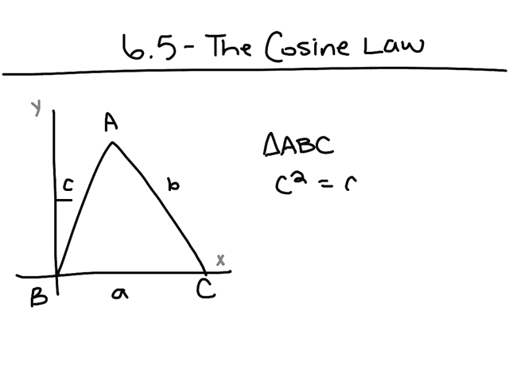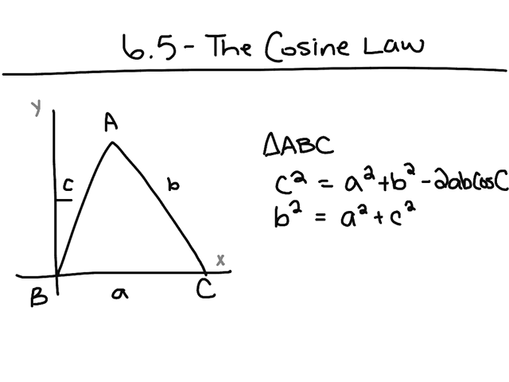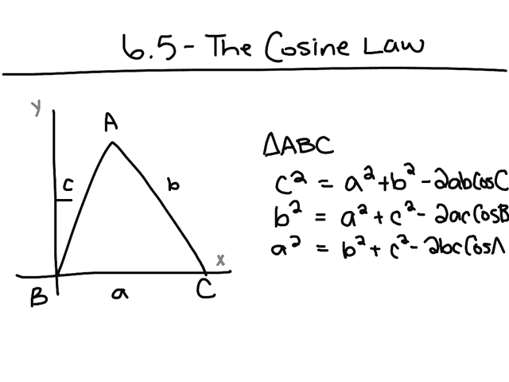is going to be equal to a squared plus b squared minus 2 times a times b times the cos of C. It also works for b squared, which equals a squared plus c squared minus 2ac cos of B, and also works for a squared. A squared equals b squared plus c squared minus 2bc cos of A.